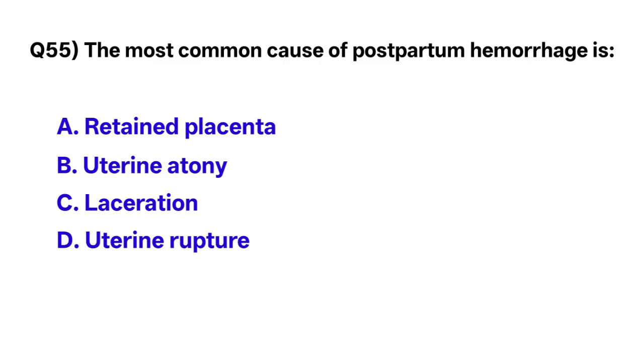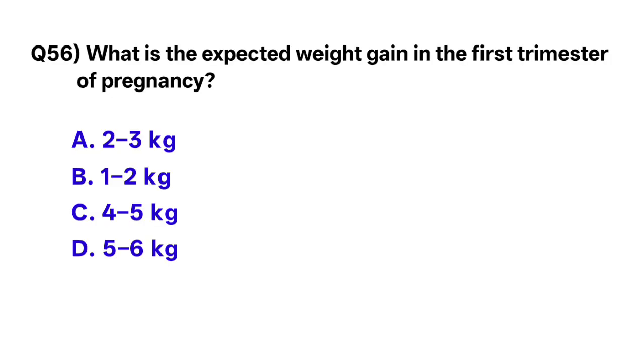Question number 55. The most common cause of postpartum hemorrhage is? The correct option is B. Uterine atony. Question number 56. What is the expected weight gain in the first trimester of pregnancy? The correct option is B. 1 to 2 kg.